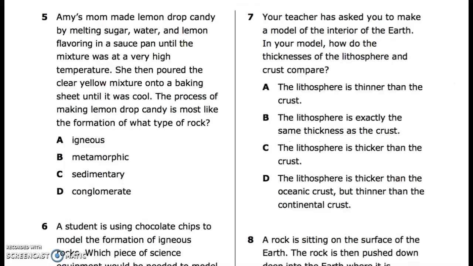Number 5, Amy's mom made lemon drop candy by melting sugar, water, and lemon flavoring in a saucepan until the mixture was at a very high temperature. She then poured the clear yellow mixture onto a baking sheet until it was cool. The process of making lemon drop candy is most like the formation of what type of rock? A, igneous, B, metamorphic, C, sedimentary, D, conglomerate.